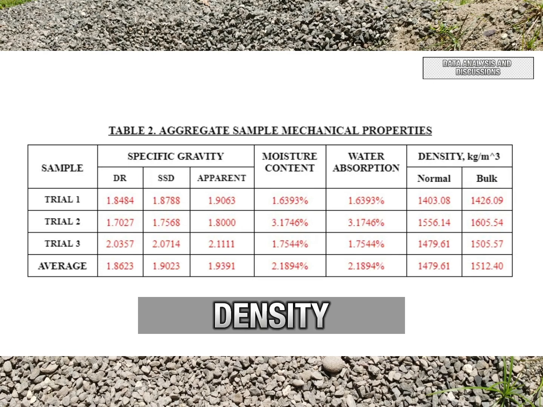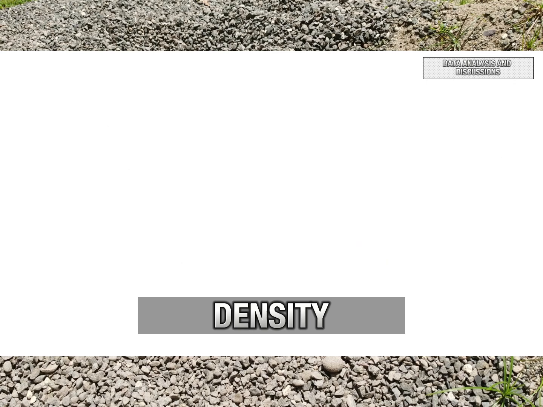For the discussions in density, according to our data, we got the value of 1,512.40 kilograms per cubic meter for the bulk density, and in our normal density, we got the value of 1,479.61 kilograms per cubic meter. The ratio of the mass or weight of the coarse aggregate particles to the entire volume they occupy is known as the bulk density of an aggregate.